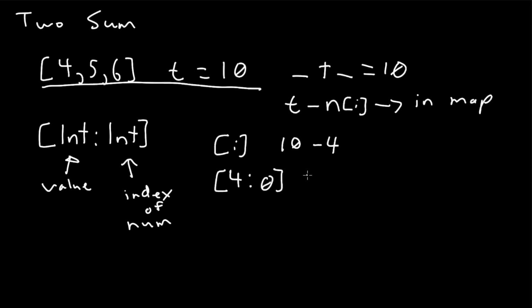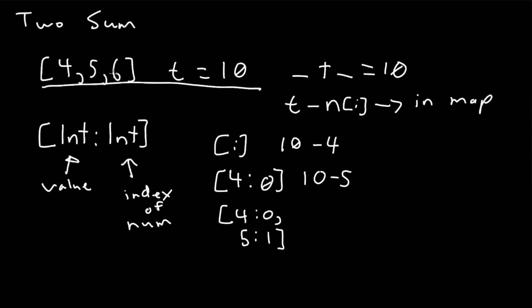We're going to say, if 10 minus 5 is in our map, and we can see there's only a 4 right now, so it's not in there, then we can return our solution. Of course it's not, so what we're going to do instead is update our map. So when we get to the 6, we're going to have the 4 again, and we're also going to have the 5.